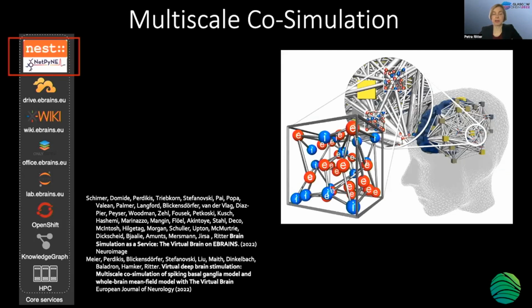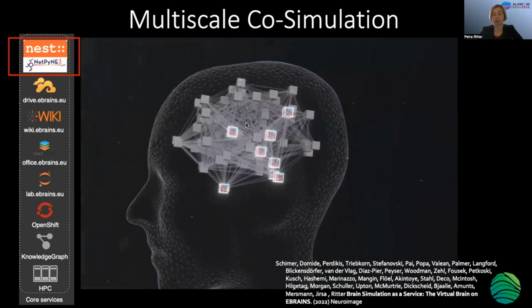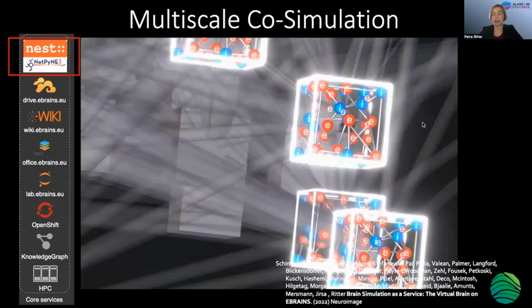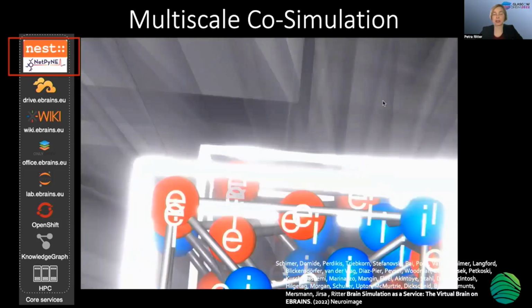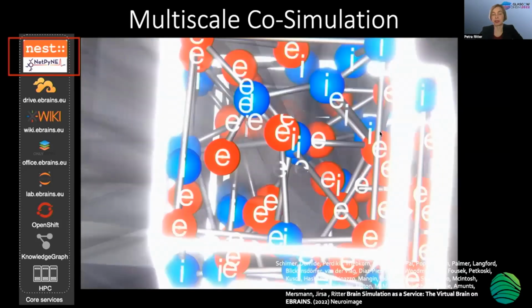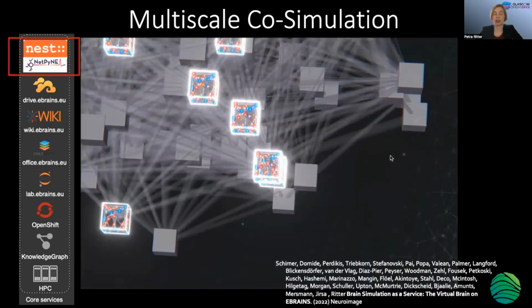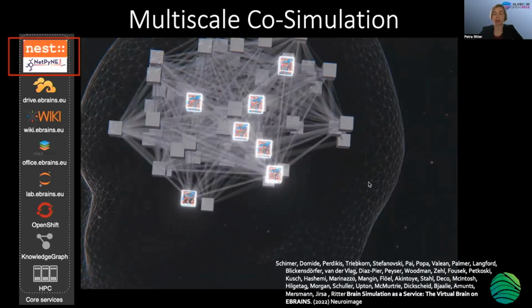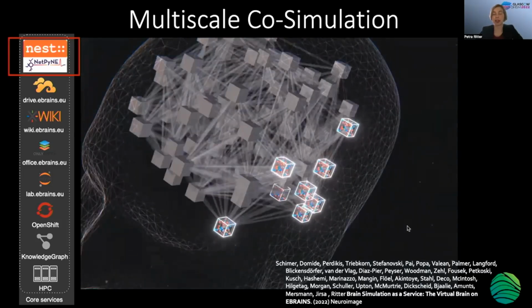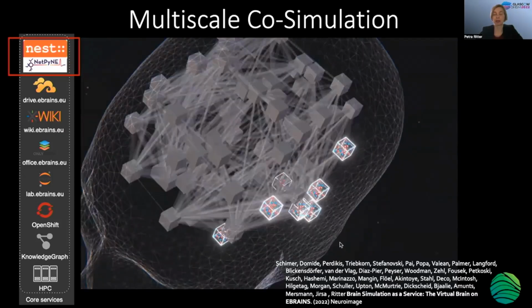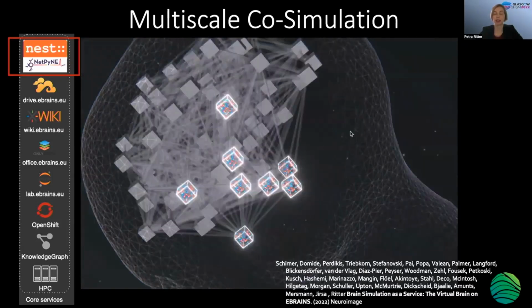A very exciting recent development in brain network modeling is multi-scale co-simulation. Here, different parts of the brain are simulated at different degrees of detail. This is achieved by making different neuronal simulators that capture neuronal dynamics at different degrees of resolution interoperable. The brain network simulator, the virtual brain, is, for instance, coupled with spiking neuron simulators such as Nest, Arbor, or Neuron.